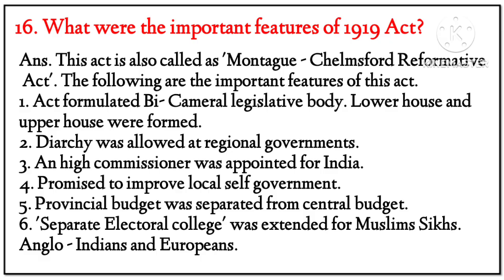It promised to improve local self-government. The provincial budget was separated from the central budget. Separate electorates were extended for Muslims, Sikhs, Anglo-Indians and Europeans.